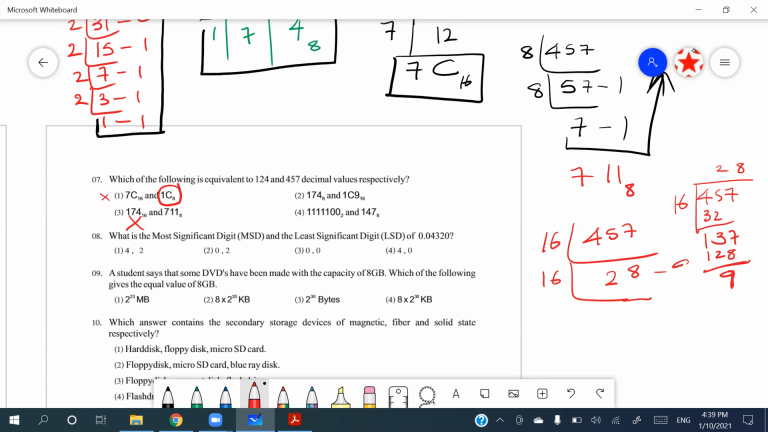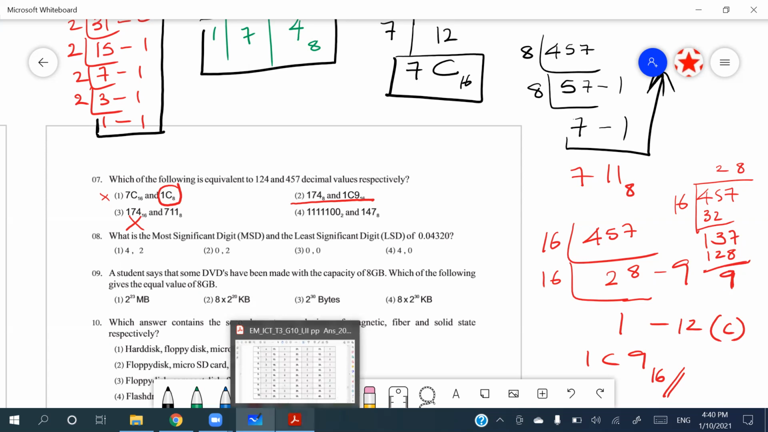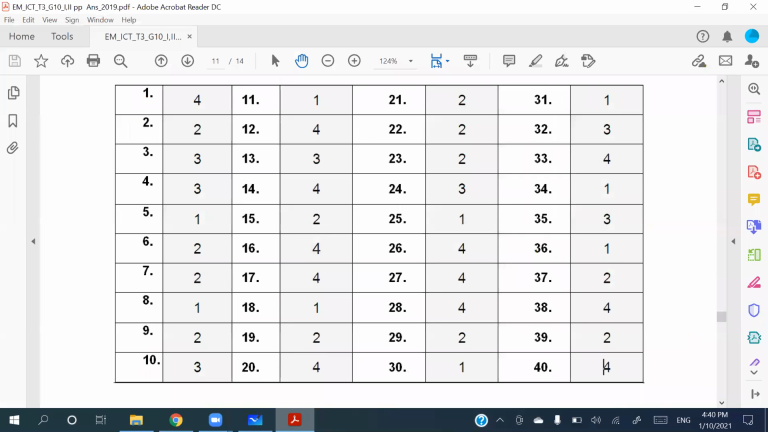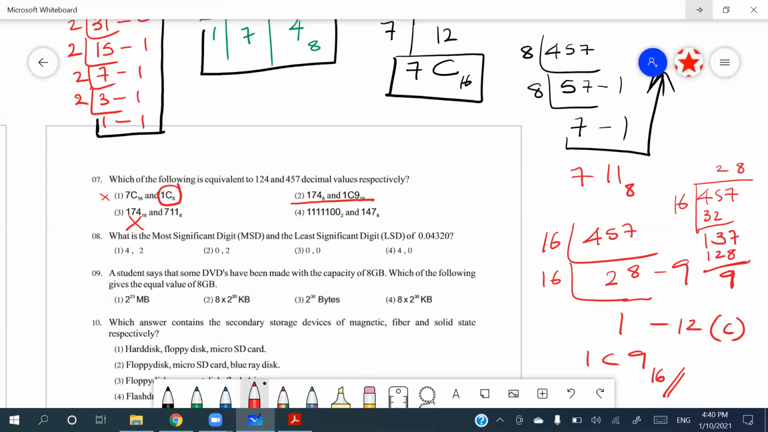Right. So it's the 9 which is remaining. So there will be 1, and how many is remaining? 12 is remaining. 12 means it's C. So it's going to be 1C9 in hexadecimal, which concludes this is going to be the answer. Second one is going to be the answer, not the fourth one, right? So for the seventh one, it's the second one.